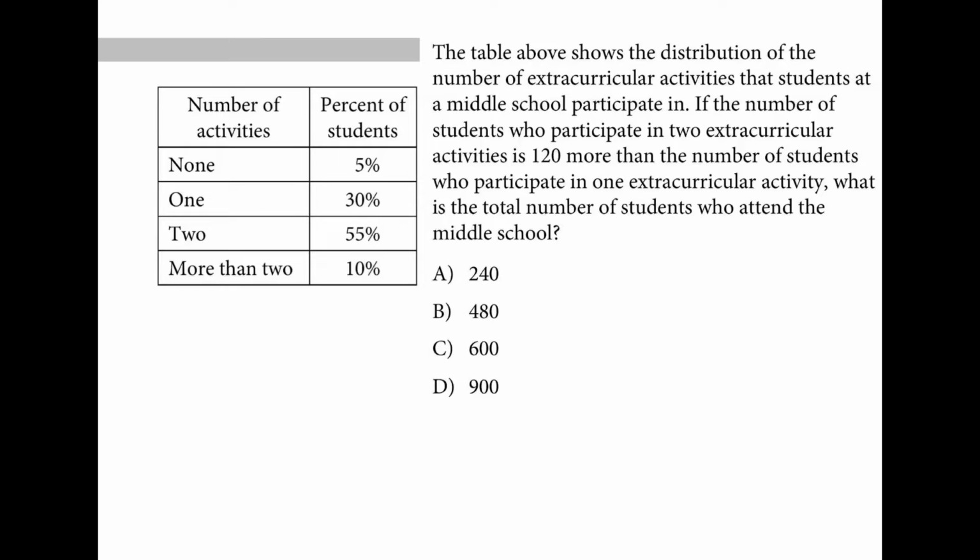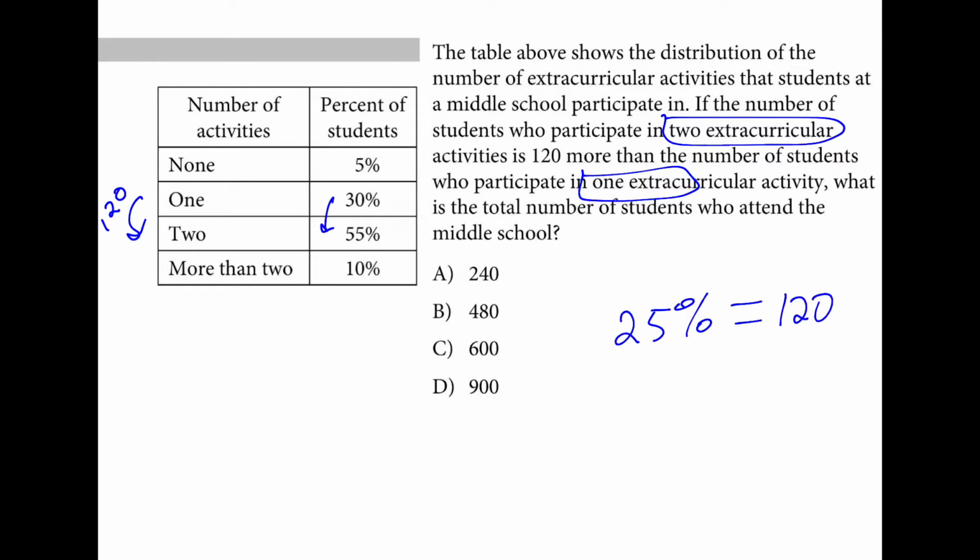So we're looking at the number of students who participate in 2 extracurricular activities versus those who participate in 1. And it goes up by 120 students. So I could subtract the 30% and find out that there's a total of 25%, the difference here. And that equals 120 students. So if I multiply that by 4, I get 480.